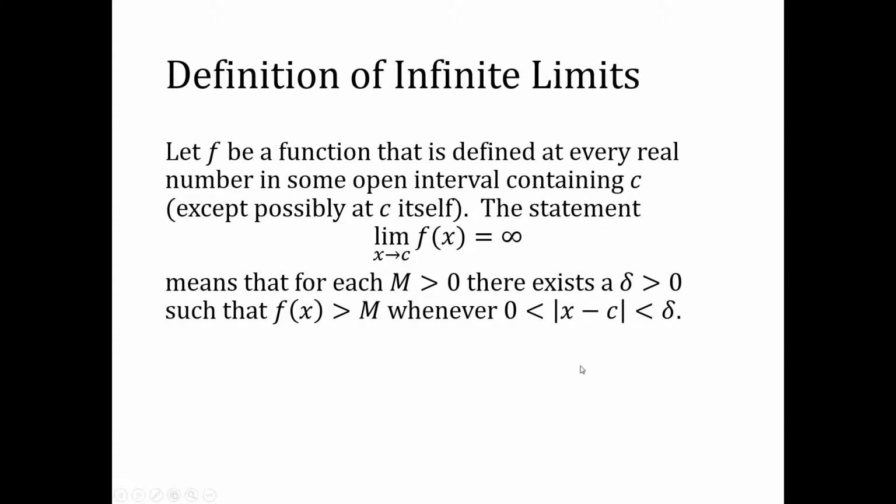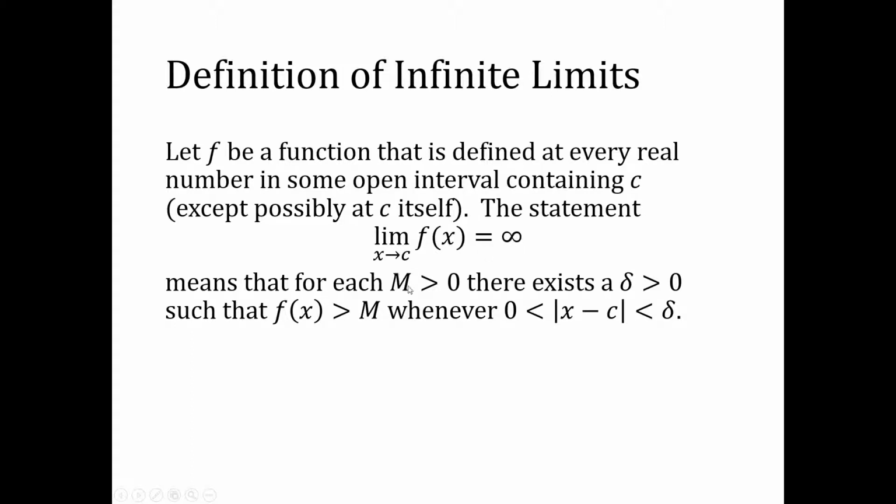So the definition of an infinite limit: we are to let f be a function that is defined at every real number in some open interval containing c except possibly at c itself. Here is a very important phrase, saying that the function f is going to be a continuous function everywhere except at c. So the statement, the limit as x approaches c of f of x equals infinity, and we've talked about this before. This is talking about the limit not existing because it's increasing without bound.